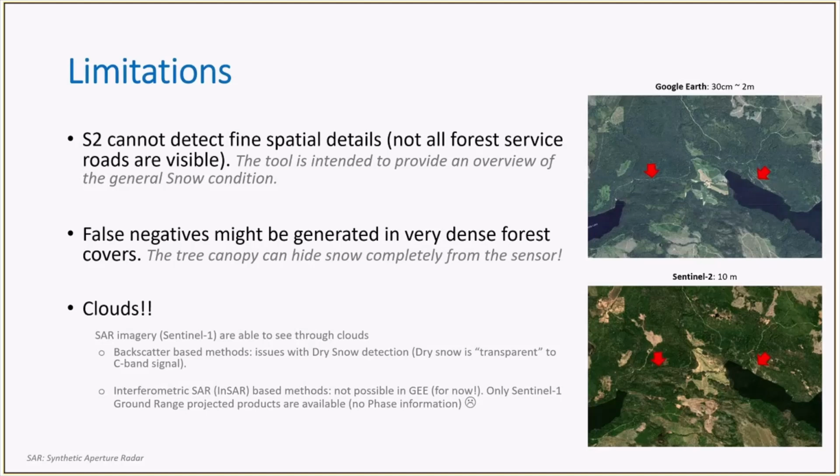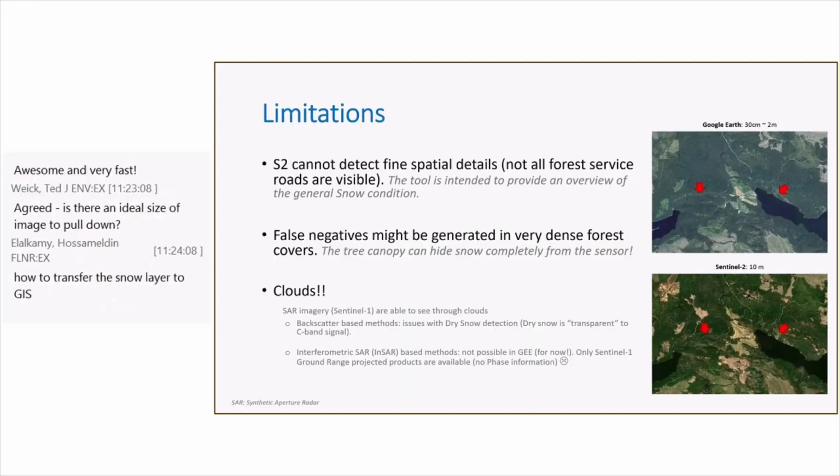The algorithm may also fail to detect snow in very dense forest areas, as the tree canopy can hide snow from the sensor. This usually happens when the canopy is so dense that the satellite cannot see the snow underneath the trees. And of course, we got the clouds. If you're working with optical imagery, clouds are the biggest limitation. In this case, it limits access to recent acquisitions and partially obscures images.